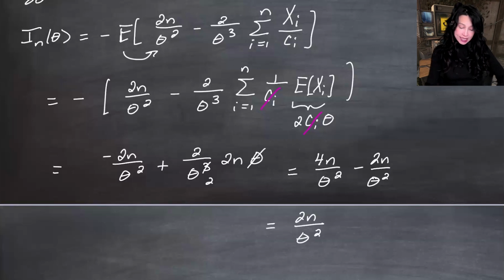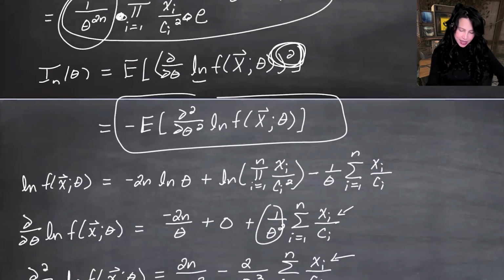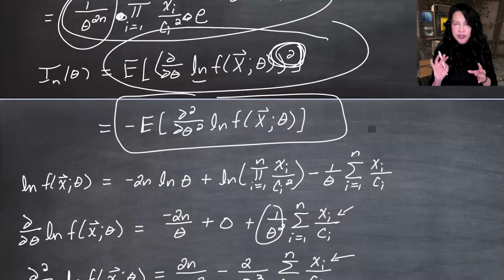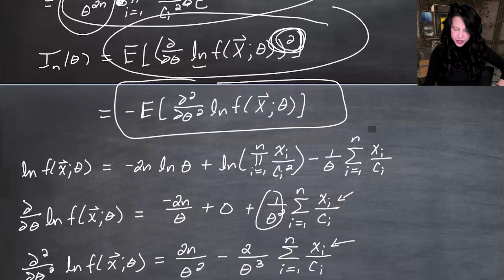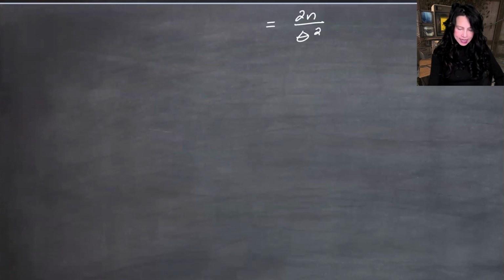Just for practice, you can do whatever you want, but I would suggest maybe trying the expectation using this formula instead of the second derivative formula, just for practice with your means and variances and finding expectations. But it came out relatively simple. This again is the n-dimensional Fisher information.